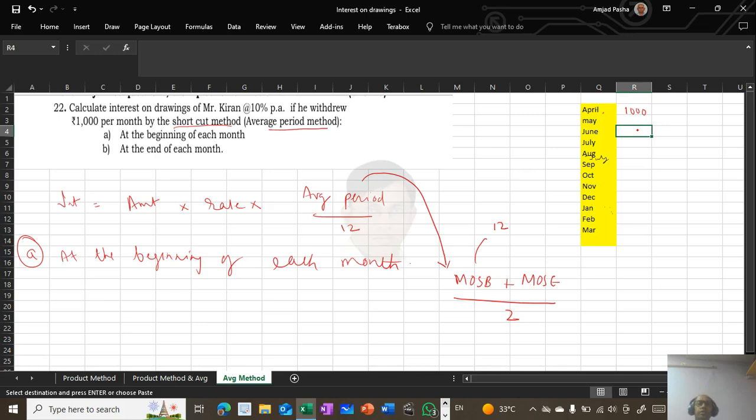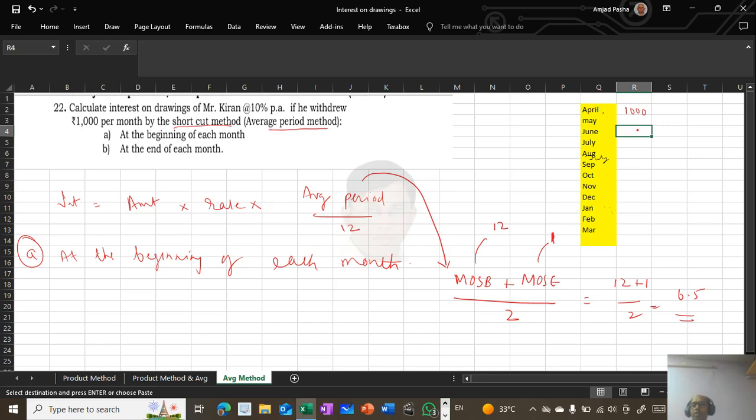Then, at the beginning of each month, what is the last month? March. When he withdraws in March, obviously he will withdraw on 1st March, because it says at the beginning of each month. So here he has to pay interest for 1 month. So the average period is 12 plus 1 divided by 2, that is 13 by 2, which is nothing but 6.5.